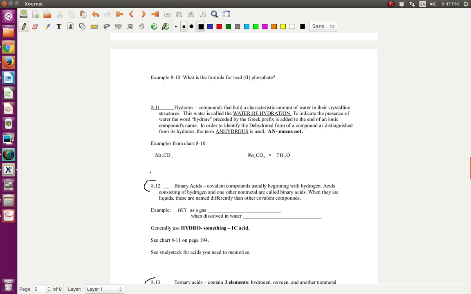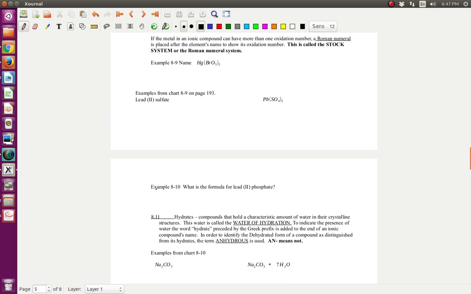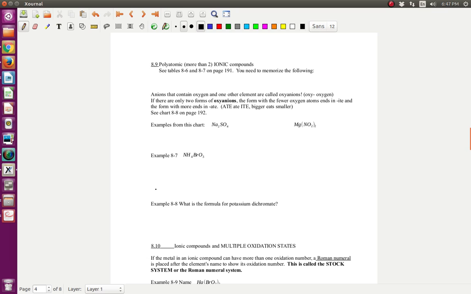So I'm going to scoot up. You probably need to stop and pull out your notes. And I'm going to scoot up to the polyatomic ion section. With the oxyanions, there they are.